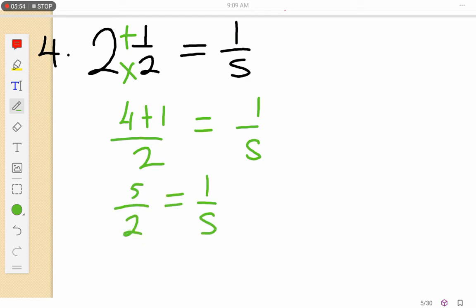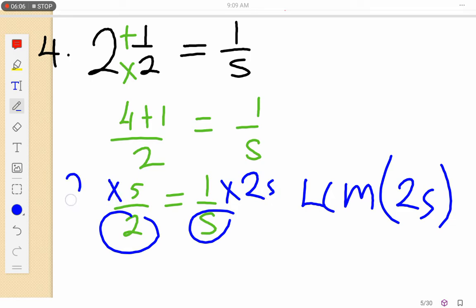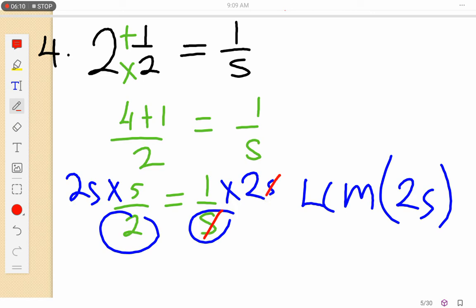Now finding the lowest common multiple for 2 and for s. Our lowest common multiple is simply 2s. So I will multiply here by 2s, and multiply this side by 2s. Let's divide then. The s cancel off each other, the 2 cancel off each other, so we remain with s times 5 is equal to 1 times 2.